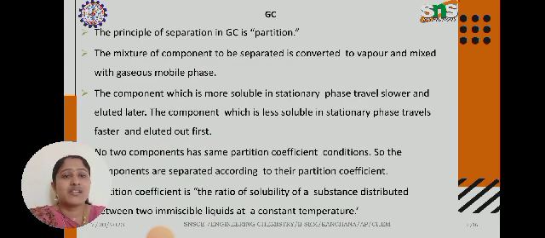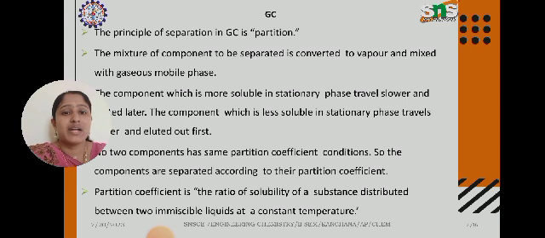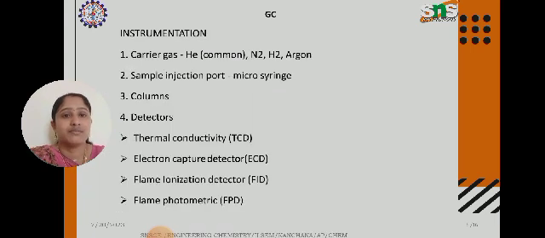The principle of separation is that GC is a partition technique. The mixture of components to be separated is converted to vapor and mixed with the gaseous mobile phase. The component which is more soluble in the stationary phase travels slower and is eluted later. The component which is less soluble in the stationary phase travels faster and is eluted first. No two components have the same partition coefficient, so the components are separated according to their partition coefficients. Partition coefficient is the ratio of solubility of a substance distributed between two immiscible liquids at a constant temperature.